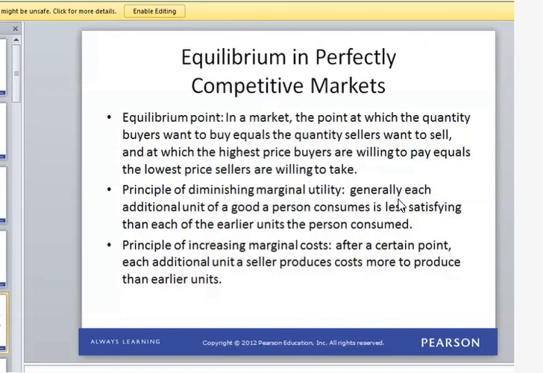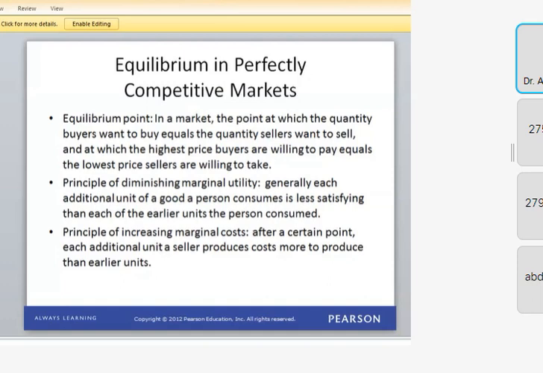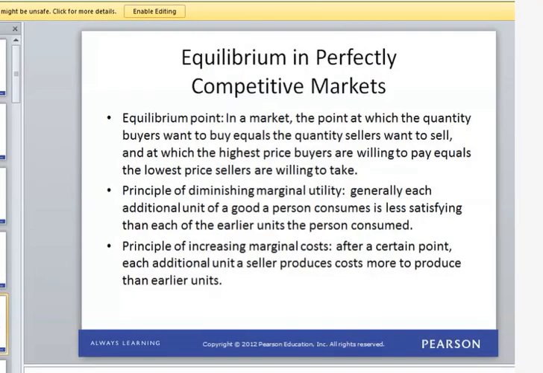What it tells us about the point of equilibrium is that the quantity buyers want to buy equals the quantity sellers want to sell. If we want to buy 5 units, that is the point where the sellers are also willing to let go of 5 units. At the same time, the highest price buyers are willing to pay equals the lowest price that sellers are willing to take. It's the highest price we are willing to let go of our money for that product, and at the same time the lowest price that the sellers are willing to let go of their product. That is the point of equilibrium.